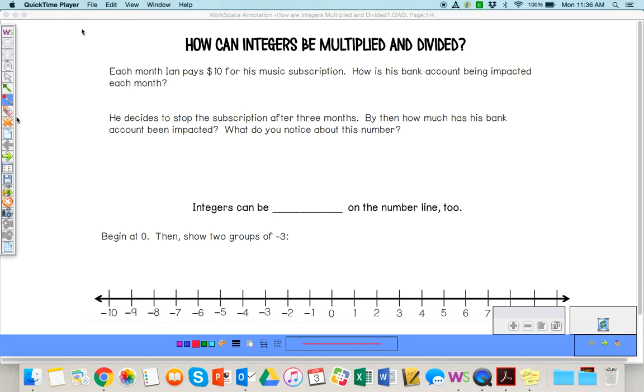So our first thing says, each month Ian pays $10 for his music subscription. How is his bank account being impacted each month? Okay, so if he's paying for that subscription, that means his bank account is being affected negatively. It's being affected negative $10 each month.